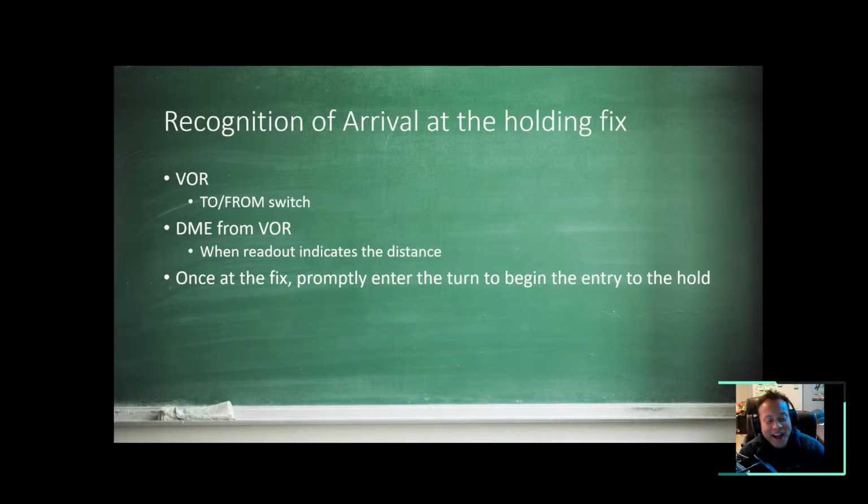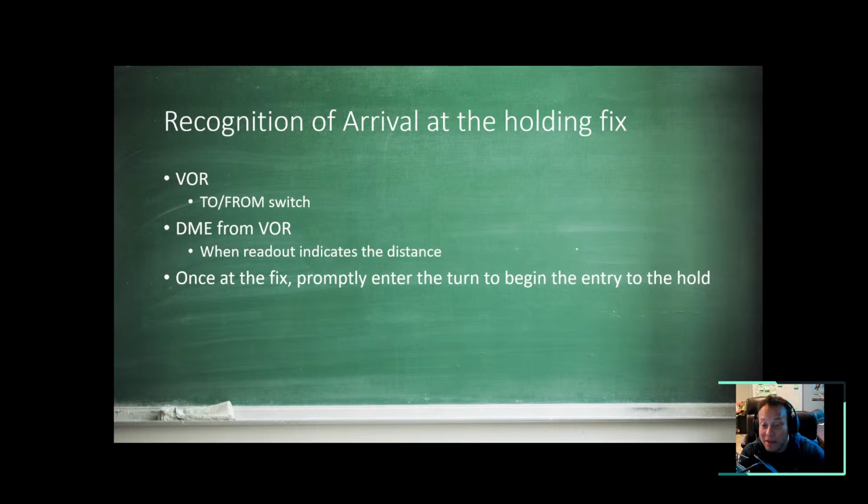Okay, let's talk about how you recognize when you've arrived at the fix. Now, if you're going to a VOR, how do you recognize when you've gotten to the VOR? When the to-from indicator switches. Pretty straightforward. So if you're holding at a VOR station, just watch that well-drawn VOR for the to-from to switch. And then you've arrived at the fix, and then you can start that turn, that outbound turn, and then start your timer for 1 minute out, or whatever distance you're trying to do.